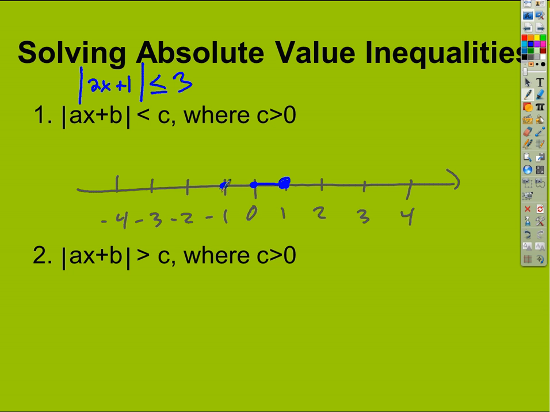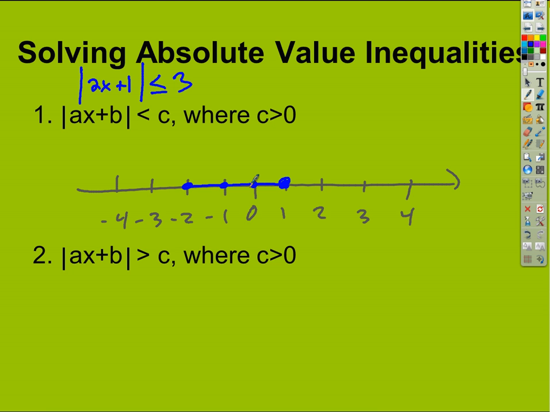What about negative 2? That works too. Negative 2 times negative 2 is negative 4, plus 1 is negative 3. Absolute value makes it positive. And 3 is less than or equal to 3. But that's as far as I can go, isn't it? If I go further to the left, the absolute value is going to kick out numbers too big, right?